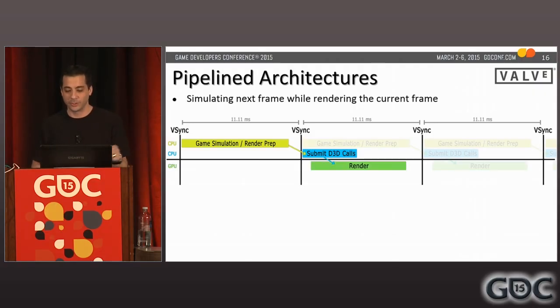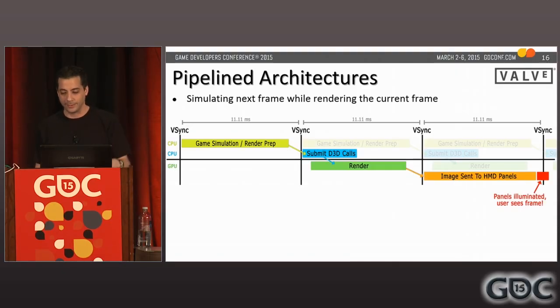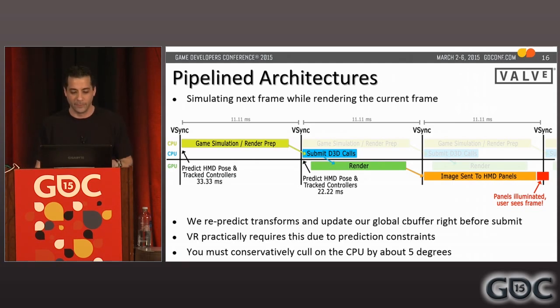And after we start submitting, shortly after that, the GPU, so below that black line is the GPU doing work. Shortly after you start submitting to D3D, the GPU gets busy rendering that work. And like we talked about, VSync hits, image gets sent down over the wire, hits the panels, and we flash the panels on later. So if you're predicting your poses for game simulation, at the top of game simulation, you'd have to predict forward 33 milliseconds, okay?